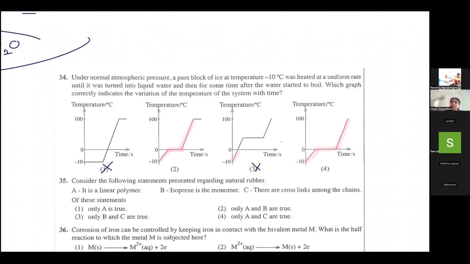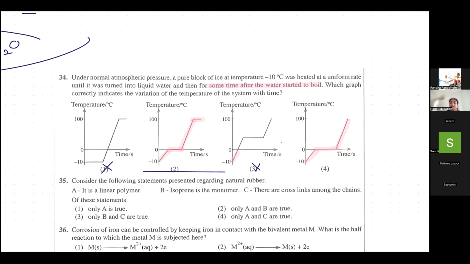The water has been boiling for some time, which means it stays at the boiling point for some time. That means it absorbs heat while the temperature stays constant for a while, which we call the latent heat of vaporization. That means it should be this. There is no such part here. But they say that then for some time after the water started to boil. So then it's the second one.